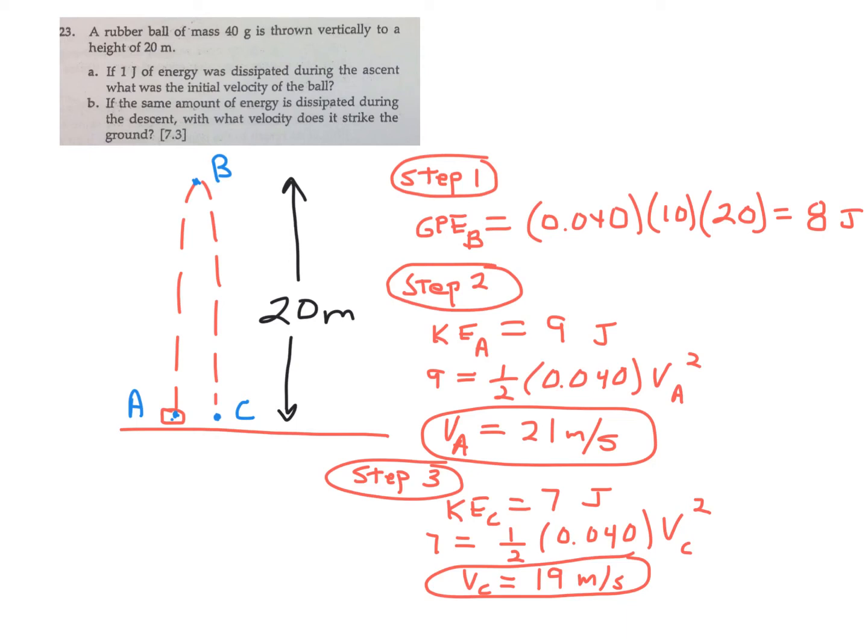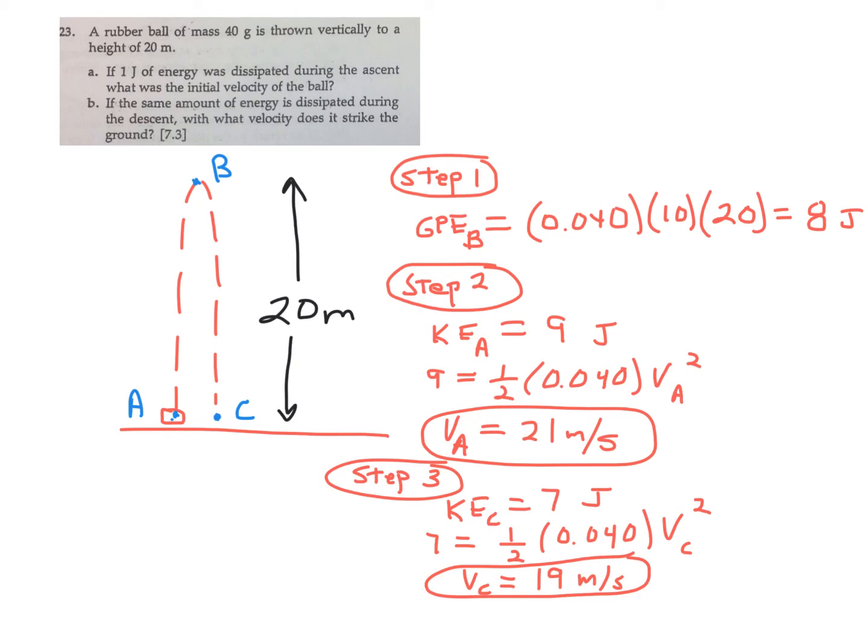Well, it tells me in part A that we've lost 1 joule of energy on the way up. So you make a deduction that therefore it must have had 1 more joule on launch at point A. So 8 plus 1 is 9. So the ball left the ground with 9 joules of energy because it lost 1 joule to air friction on the way up. So then you just plug it into the kinetic energy formula, 1/2 mv squared. Going back to 2 sig figs now, the velocity at A is 21 meters per second on launch.